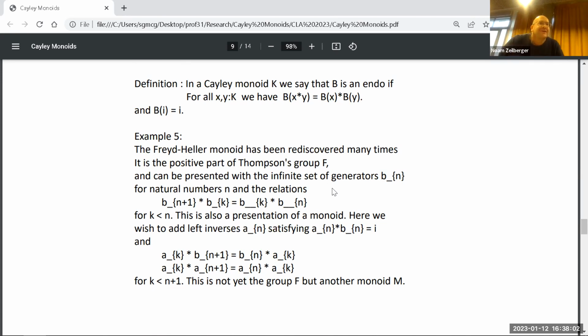This is working. Great. So the question is, it's a categorical question. Traditionally, we associate Thomson's group F with associativity, whereas Cayley monoids we associate with some form of categorical closure. So the question is, what is it about taking the positive part and moving to the Fried-Heller monoids that lets us recover some form of closure from associativity laws?